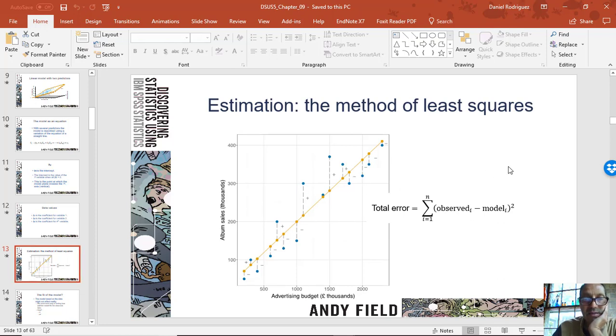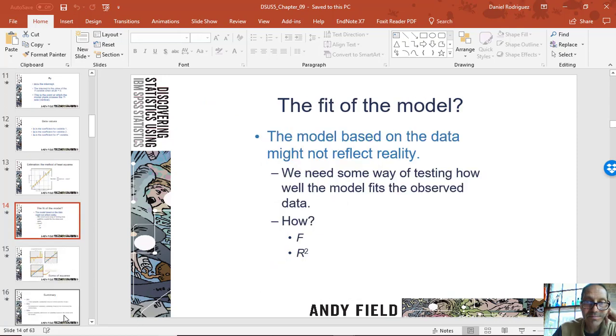Okay, here we talk about this method of least squares. This minimizes the distance between the actual values and the predicted values. So this is the regression line here. You'll see the vertical distance between those lines. Some are above the predicted line, some are below. That's our total error: observed values minus the model predicted values. Again, this error term is quite critical here.